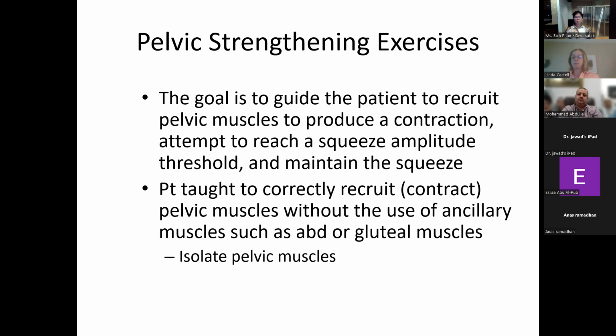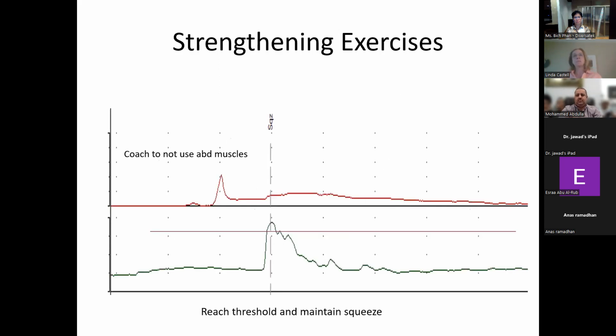The other thing that we want them to not do is to use any ancillary muscles. So when they squeeze to do these strengthening exercises, we only want them to squeeze their pelvic muscles, their external anal sphincter or their puborectalis muscle. We don't want them to hold their breath or use their abdominal muscles or squeeze their gluteal muscles. So the whole body needs to stay relaxed and just isolate these pelvic muscles. So we teach them not to use their abdominal muscles.